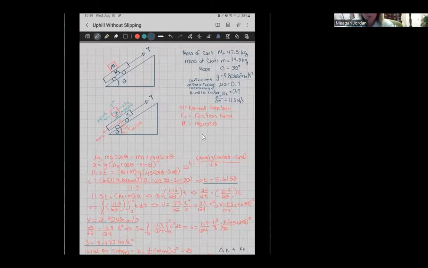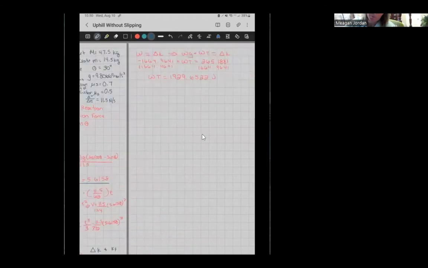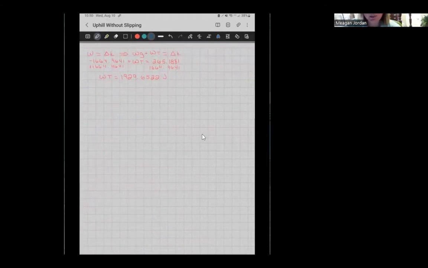So we need to find the work done by gravity. We take negative mass of the system, g sine theta times distance, and we get negative 62 times 9.80665 times sine 30 times our distance, which we found earlier is 5.4751. So that ends up giving us our W_G, our work by gravity, is negative 1,664.464 joules. But the problem wants to know the work done by tension.